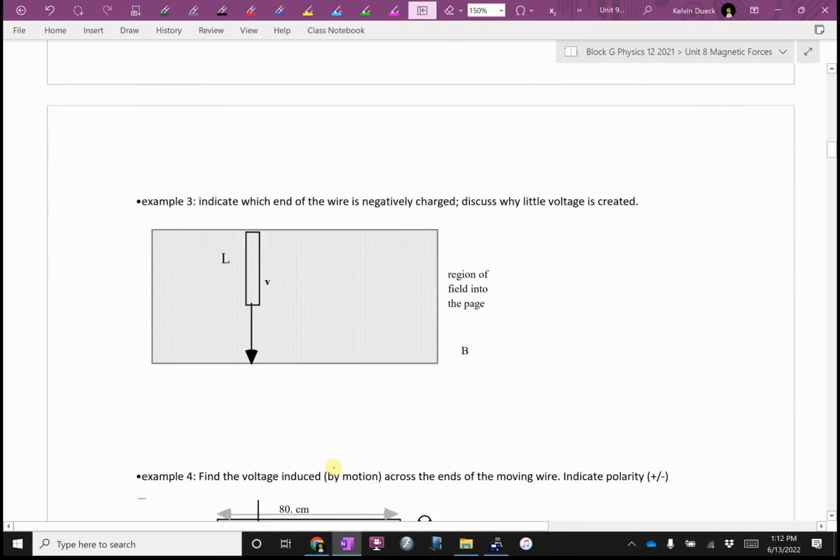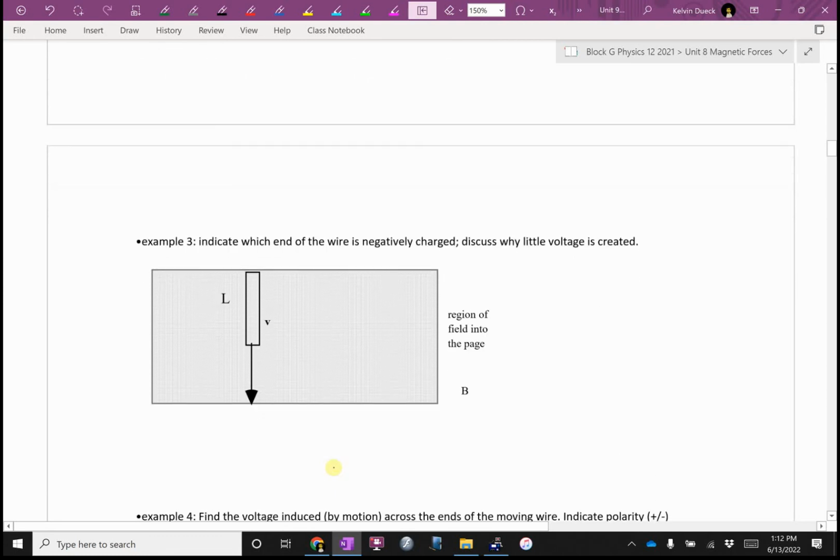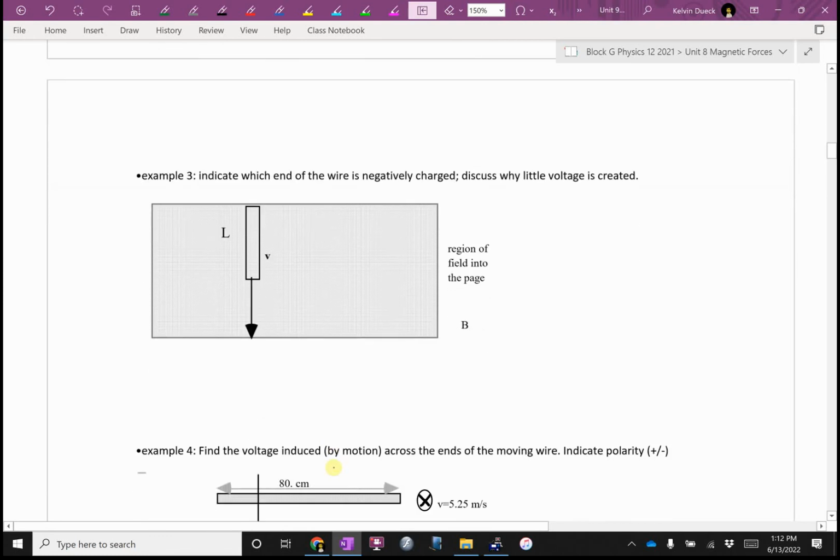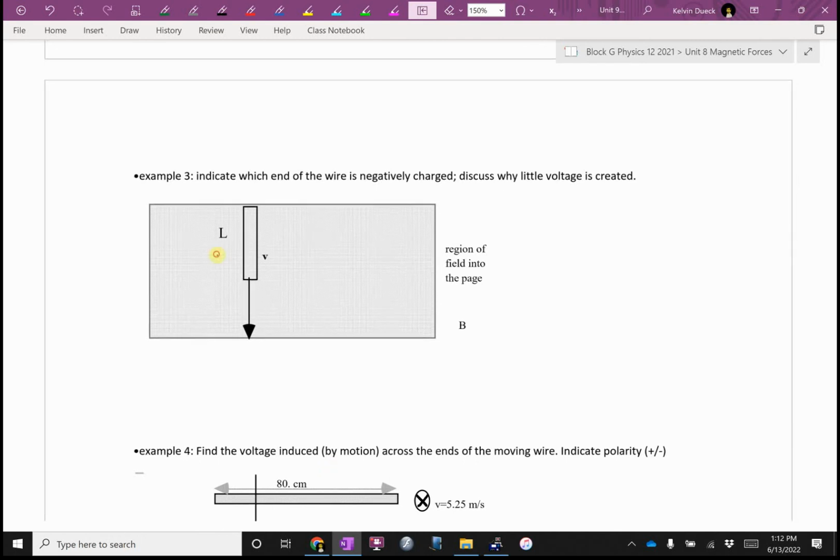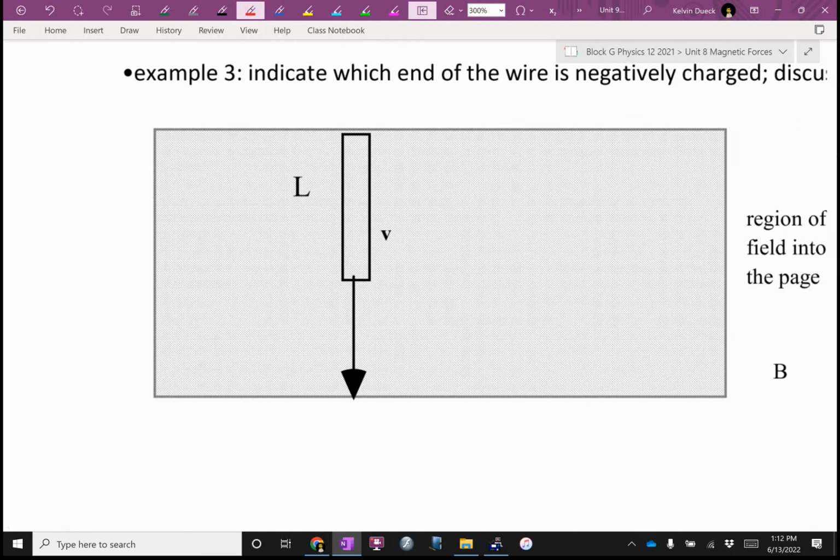What if they're not at right angles to each other? Example 3. Turn the page. So again, here's our bar, but instead of the bar being horizontal, which was perpendicular to the velocity, the bar is aligned in the same direction as the velocity. Let's do the same thing. Let's put a positive proton right there in the middle.